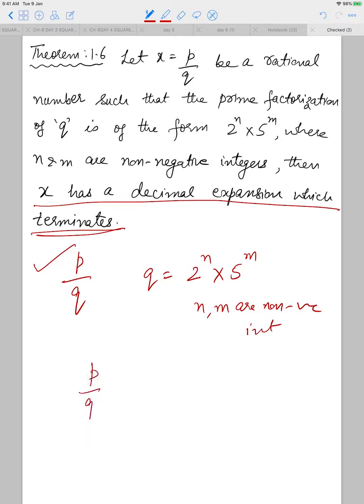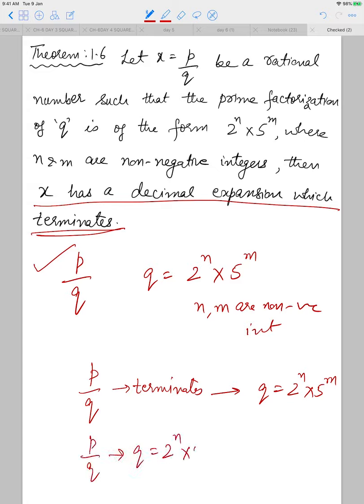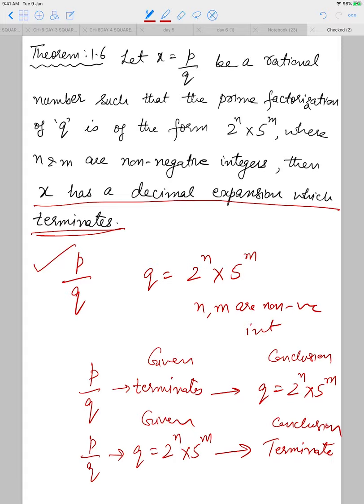If it is given to us that the decimal expansion of p by q terminates, then we say q will be in the form of 2 raised to the power n into 5 raised to the power m. Whereas if it is given that the denominator of p by q is of this form, then what do we conclude? That its decimal expansion will terminate. If this is given, then this is our conclusion, and if this is given, then this is the conclusion. I hope both the statements are clear to you.